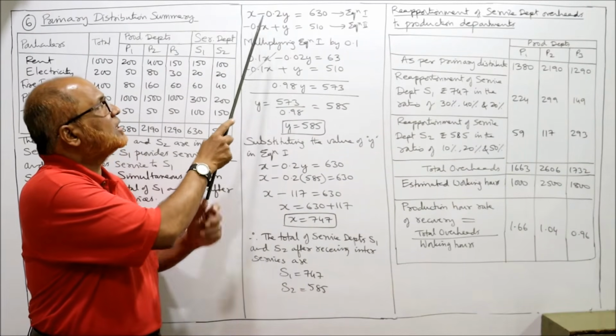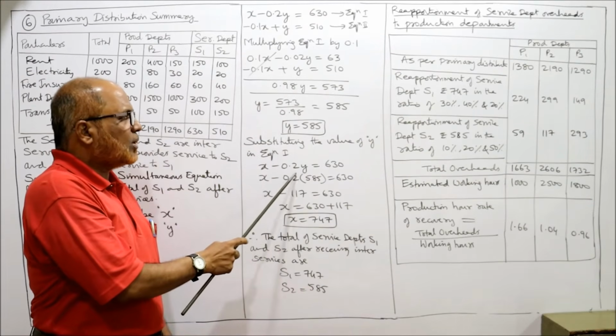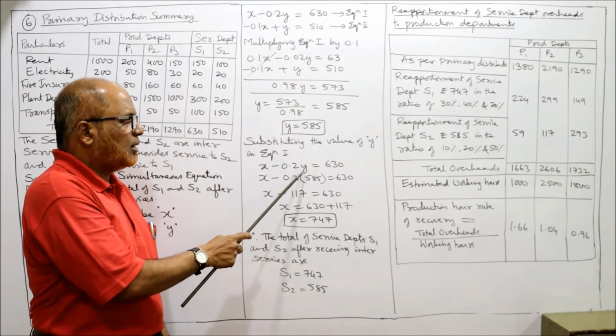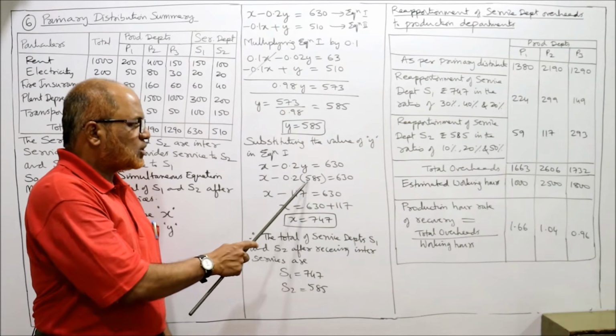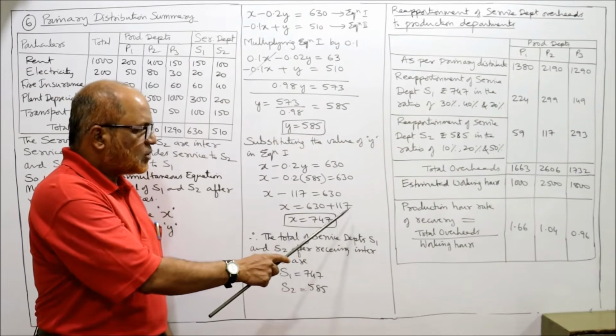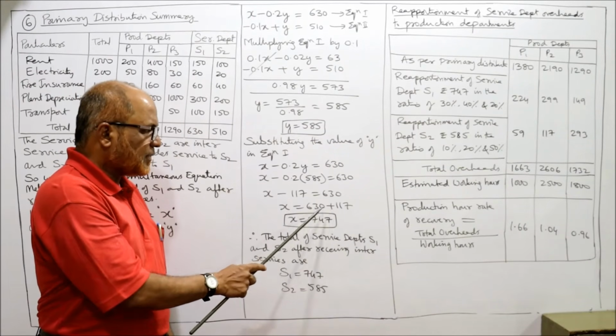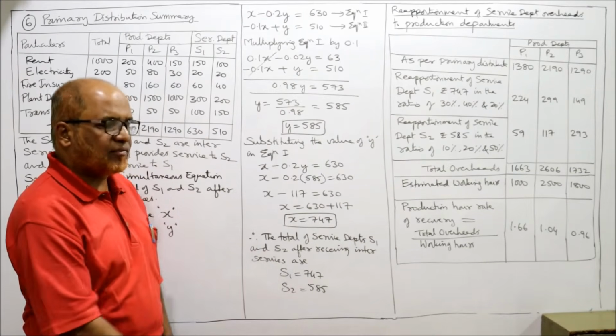Now what is the first equation? x minus 0.2y is equal to 630. In this equation we will substitute the value of y. In place of y I am writing 585. So x minus 0.2 into 585, which is 117, is equal to 630. Take this 117 to the RHS, so minus will become plus. 630 plus 117 is 747. x is equal to 747.